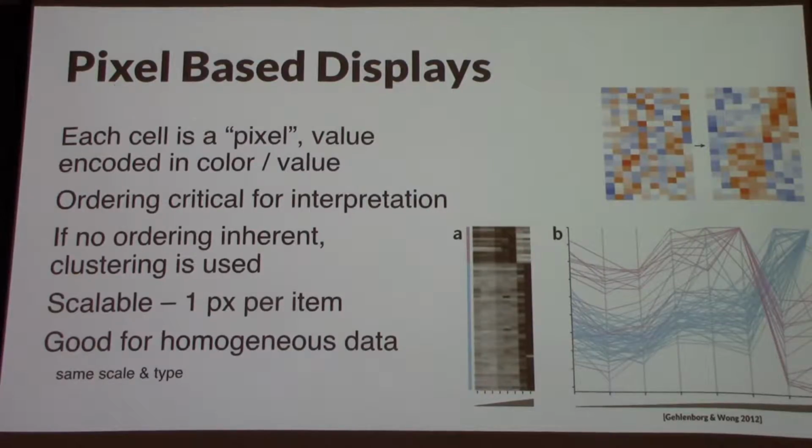Here, each cell is a pixel. And you encode the data using color or values. And as I already mentioned a couple of times, really the ordering is critical for interpretation. So here is an unordered matrix, and if we actually order it, for example by clustering, it actually makes a lot of sense, whereas this here, we don't really see patterns.